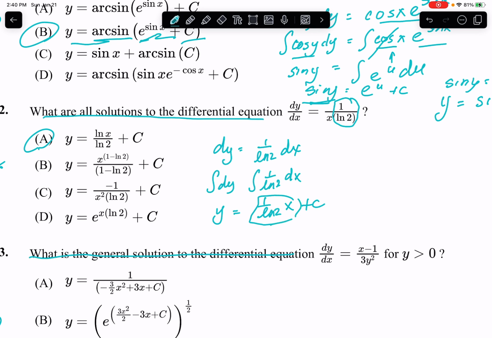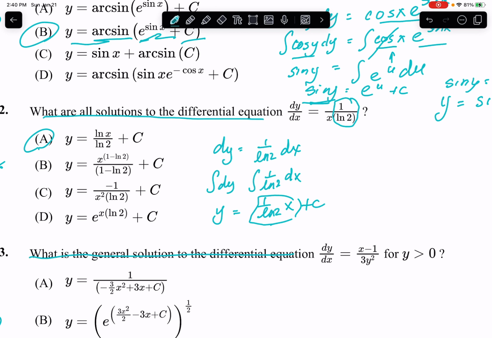Okay, let's see, why do we have an ln x over ln 2? I'm thinking here, let's see, did I not do something right? I have 1 over x.